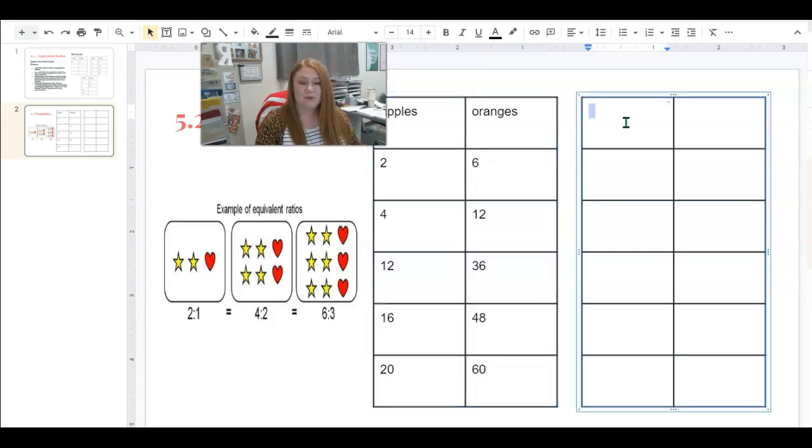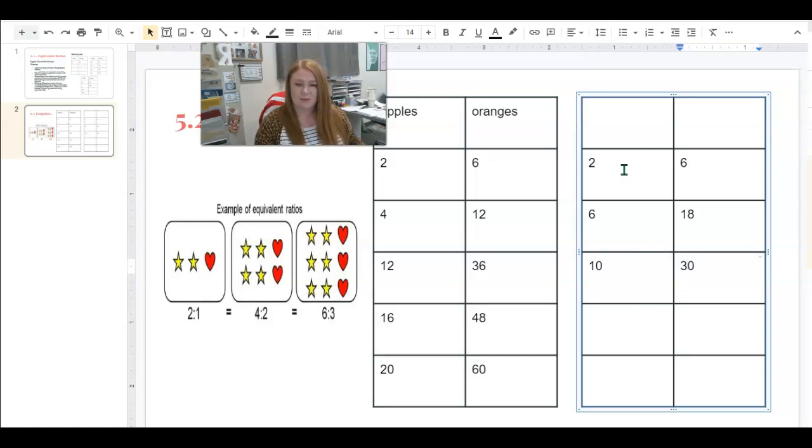Now I'm going to start with the same numbers, 2 and 6 here, and I'm going to pick new numbers to multiply by. I didn't use 3 over here, so I'm going to put a 3 over here. So 2 times 3 is 6. And 6 times 3 is 18. And then I'm going to do 5. 2 times 5 is 10. 6 times 5 is 30.